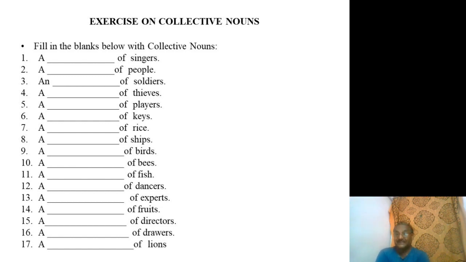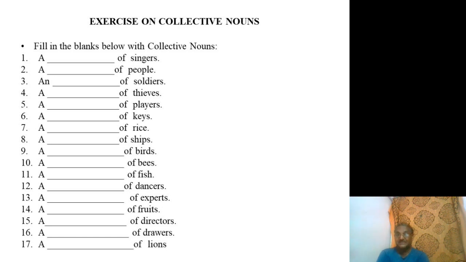A bunch of keys, a bowl of rice. Next, a fleet of ships. Whenever you want to mention a number of ships, a fleet of ships. A flock of birds, a swarm of bees, a shoal of fish. Next, a troop of dancers. So a panel of experts.